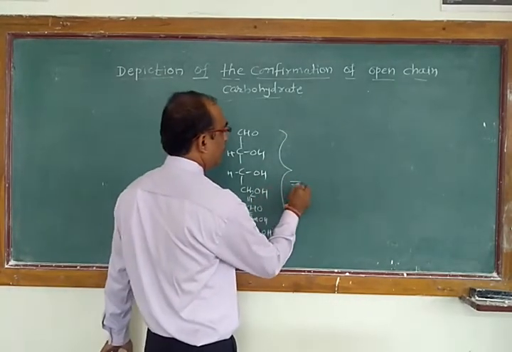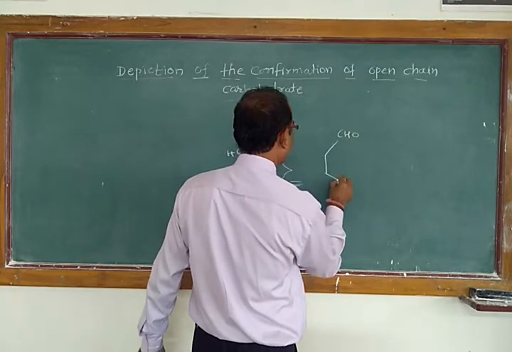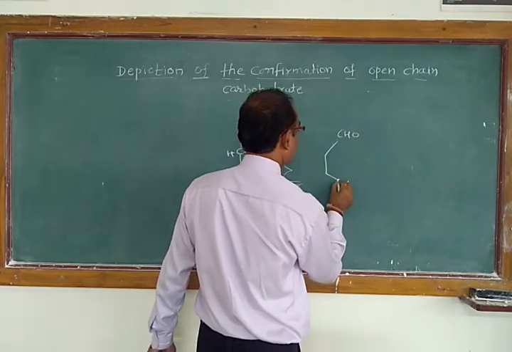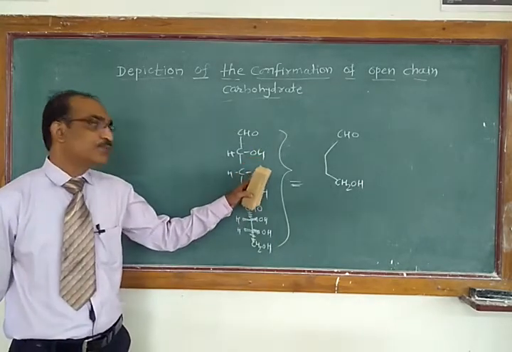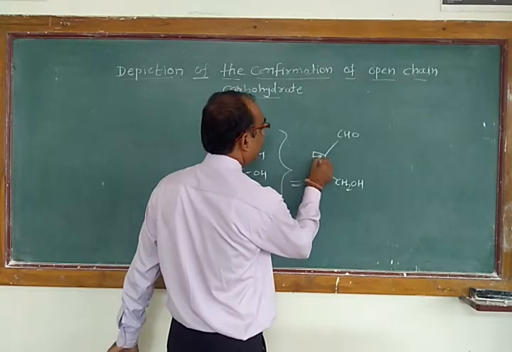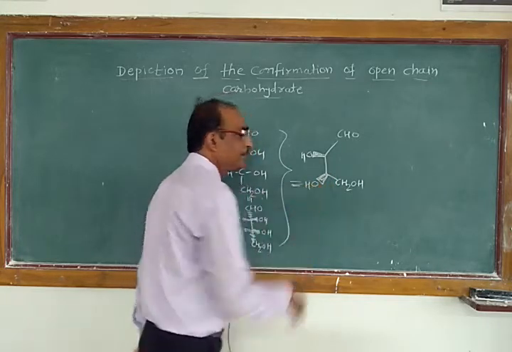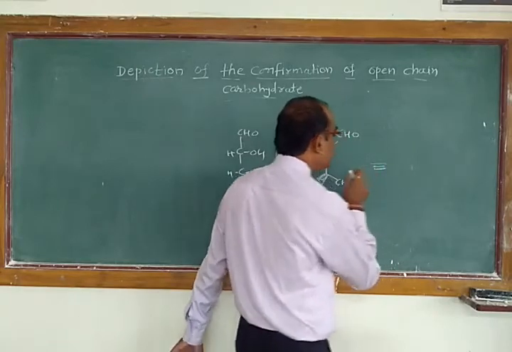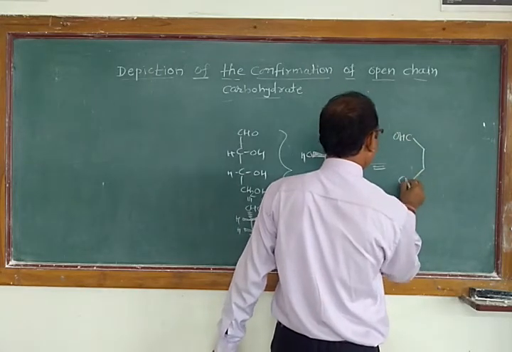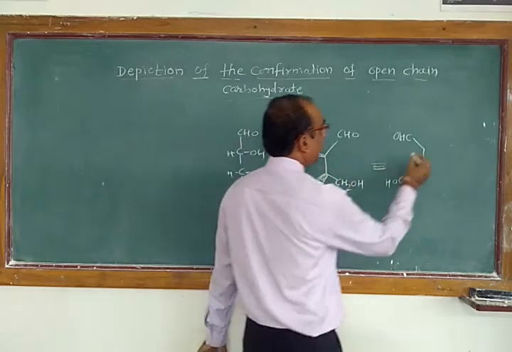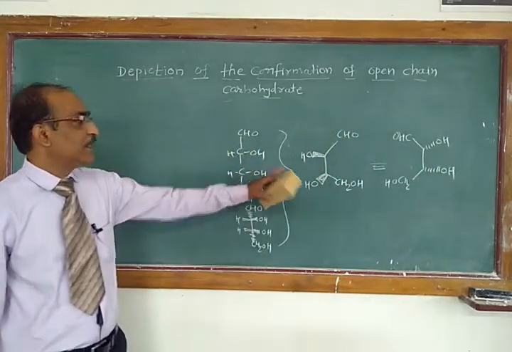Another way of representation is different. For this one, this is a CHO, and here is a CH2OH. These two hydroxy groups are on the same side. What does it mean? This should be on the same side or same plane. Or this is equivalent to this structure, which can be written in another way also. If you take this CH2OH and just make it opposite, both are in the same plane. This is the same.